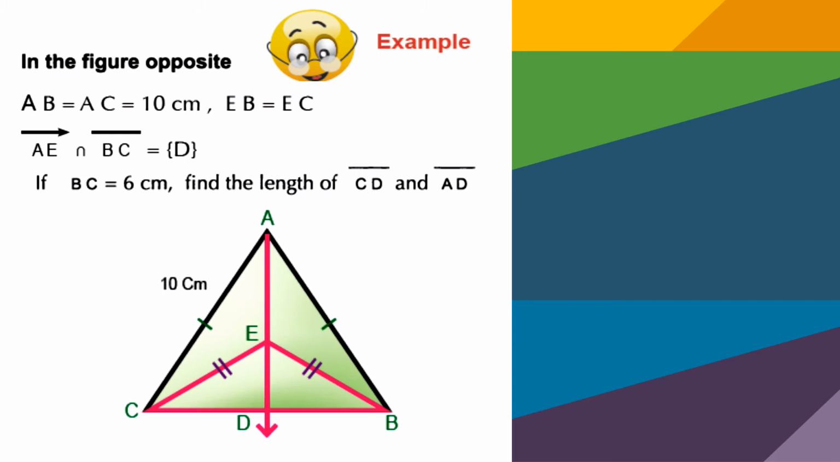For an example, in the opposite figure, AB equals AC equals 10, so this is an isosceles triangle. AE intersects with BC at D. If BC equals 6 cm, find the length of CD and AD.